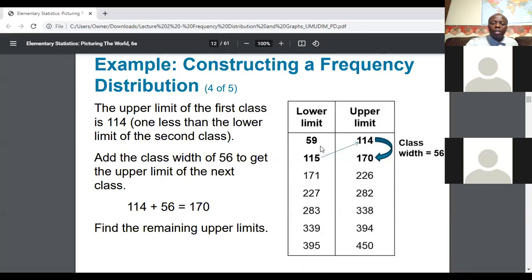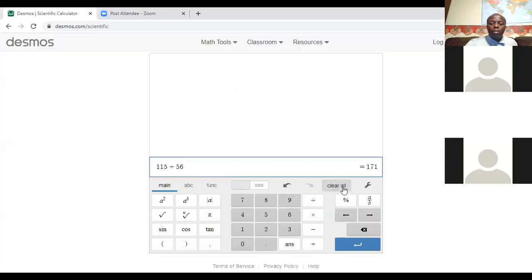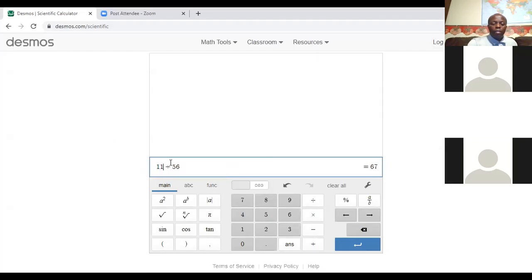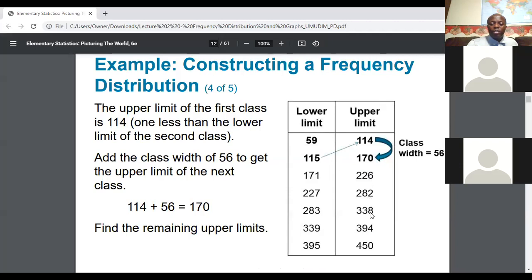Now on this side, because this number here is 115, automatically this will be 114. It will decrease by 1. Then you keep adding 56 to that to get the rest of this. For example, 114 plus 56. Okay, I think I missed something. Let me do it again. I used 117. See, it is 114 plus 56, which gives me 170. Which you can see right here. So we follow all this, keep adding 56 until you get the rest of them.